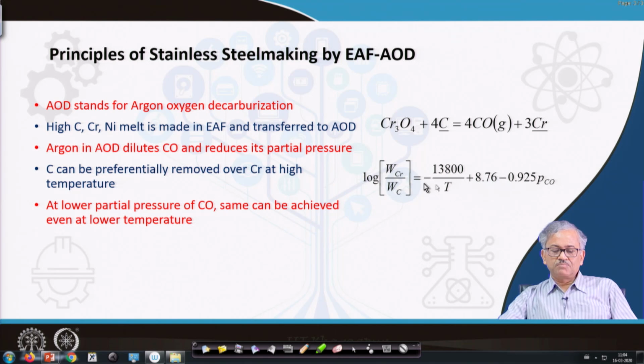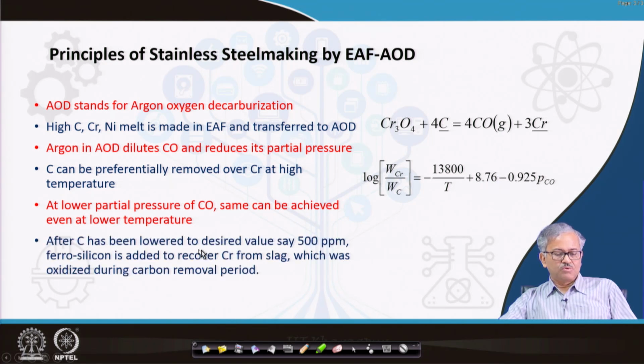So at high temperature, you can improve the ratio, and also at low partial pressure of CO, you can improve this. The lower this value, the bigger the ratio, because 8.76 is a positive number, and these are negative numbers. If the negative number is smaller, then this value will be high. Okay. So that can be done if temperature is very high or PCO is very low. So carbon can be preferentially removed over chromium at high temperature. At low partial pressure of carbon monoxide, the same can be achieved even at lower temperature. So at lower temperature also you can achieve it.